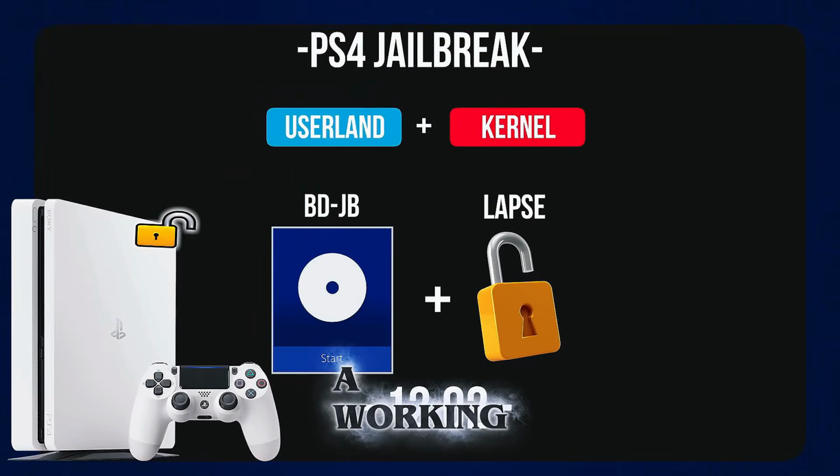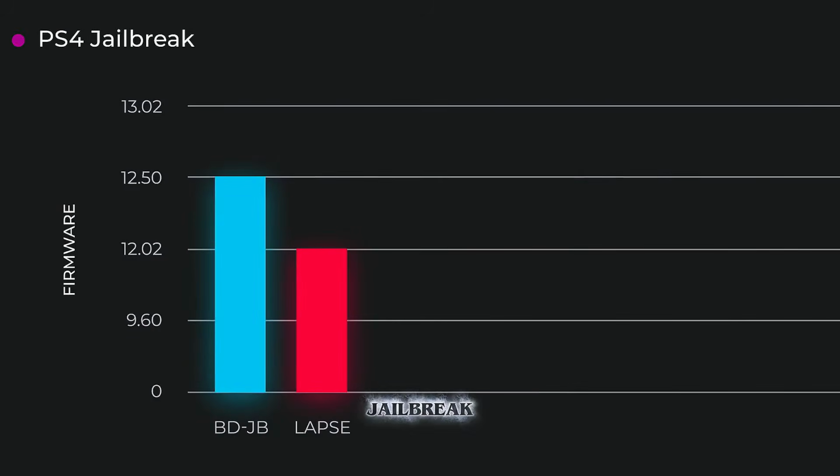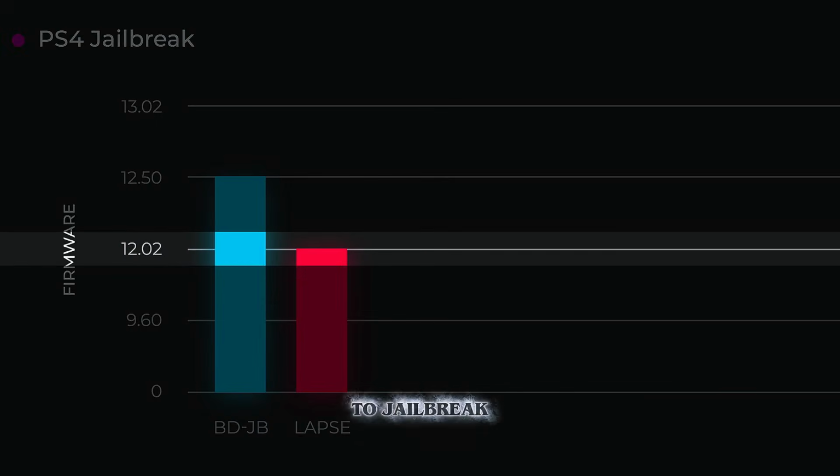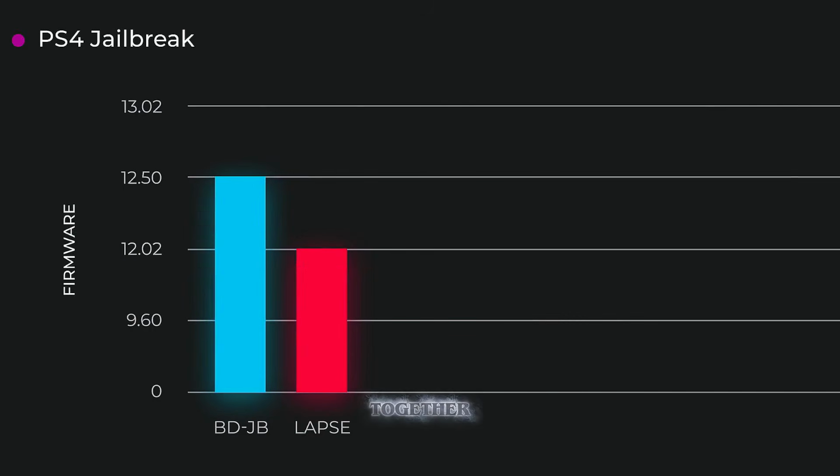needing a userland exploit. Now, if you have a working disk drive, on the other hand, then by far the best option is to use the Blu-ray exploit BD Jailbreak, as it supports firmwares up to 12.50, allowing us to jailbreak up to 12.02 with the lapse kernel exploit chained together.